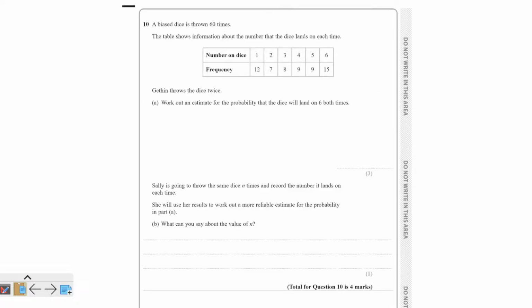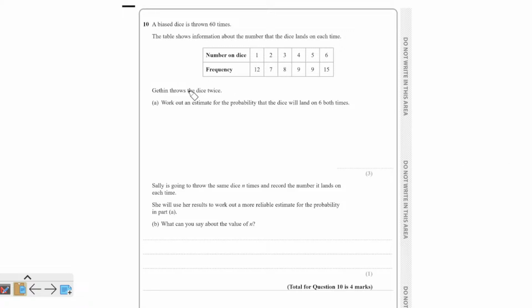Okay, question 10. So a biased dice is thrown 60 times. The table shows information about the number that the dice lands on each time, obviously between 1 and 6. So Gethin throws the dice twice. So I'm already thinking something to do with probability trees here. They've not obviously given us space really for one, but you could use one if you wanted.